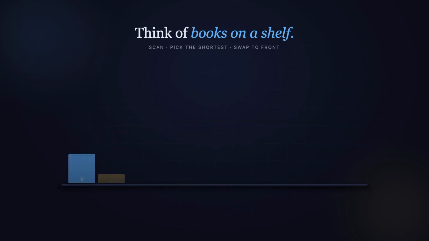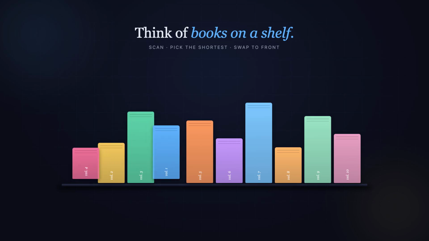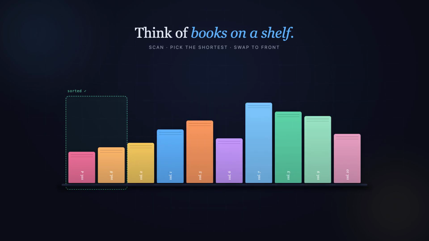Think of arranging books on a shelf by height. You scan the whole row, pick the shortest, place it on the far left, then scan what's left, pick the next shortest, place it second. Keep going. The left side grows sorted, the right side shrinks. Simple, mechanical, and surprisingly elegant.